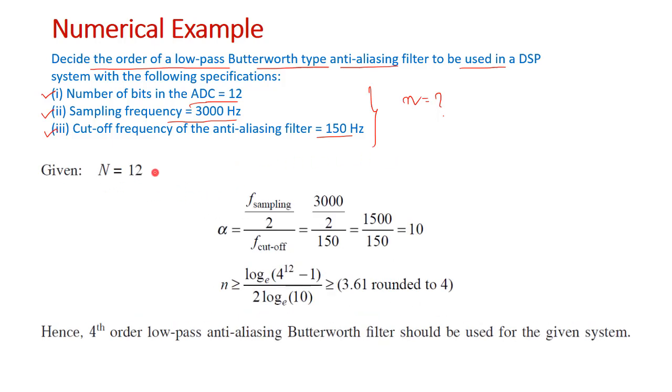So let us find. Given is capital N equal to 12, that is the number of bits, and alpha is 1500 by 150, that is equal to 10. From the equation, we directly substitute the values of alpha and N, and we get the value of small n as 3.61. It should be greater than or equal to 3.61, so if it is rounded up, we can take 4. Therefore we can choose a fourth order low pass anti-aliasing Butterworth filter for this given DSP system. So this is how we design this Butterworth filter, right?